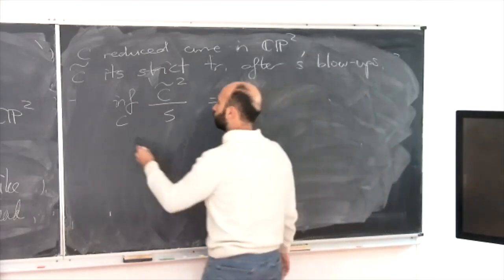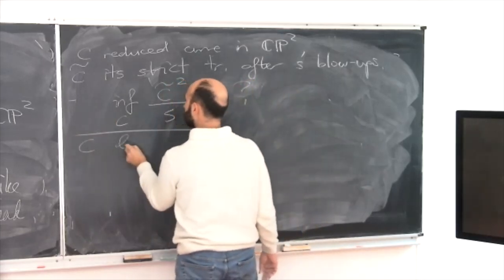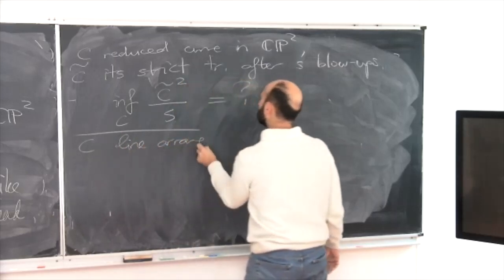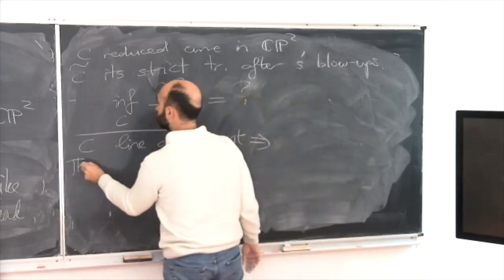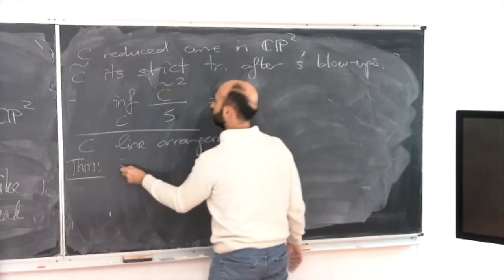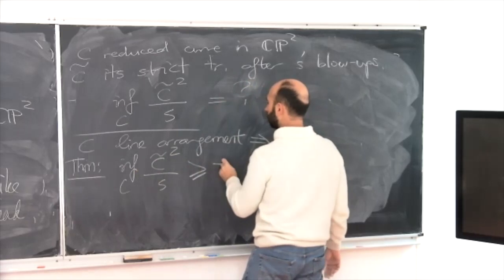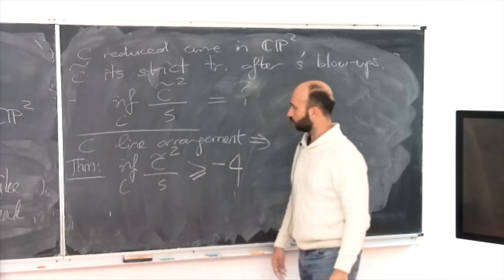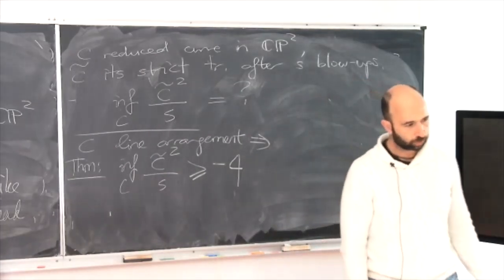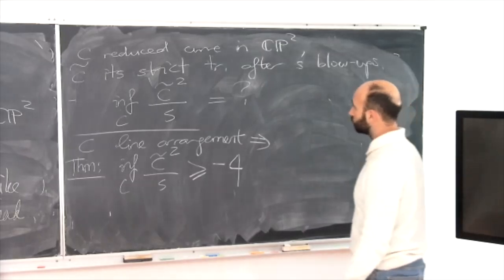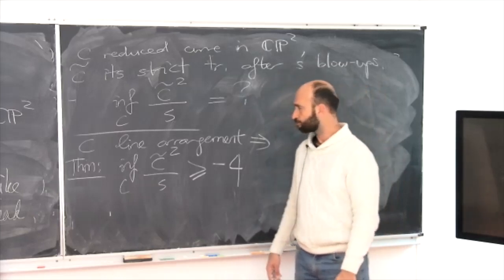But there is some progress, for example, about the case when C is a line arrangement. In this case, there's a theorem saying that this infimum is not lower than -4. So you cannot go below -4 in the case of line arrangements. By the way, for other curves, this might still be a valid bound, but I guess it's unknown.